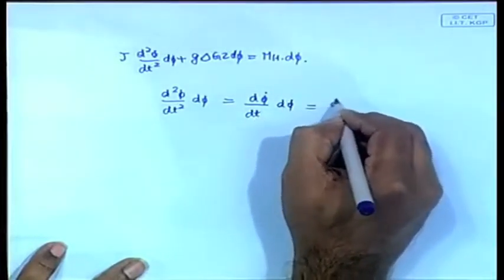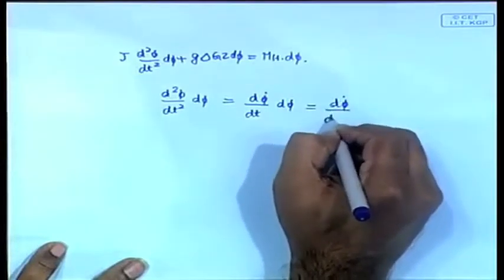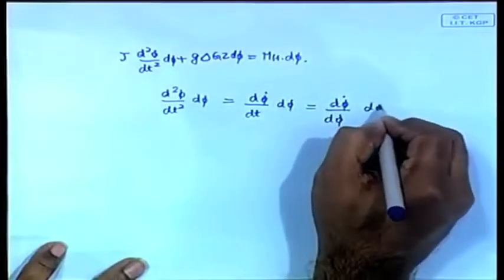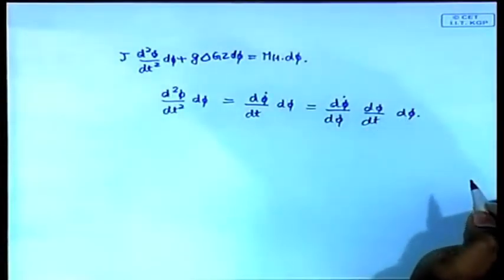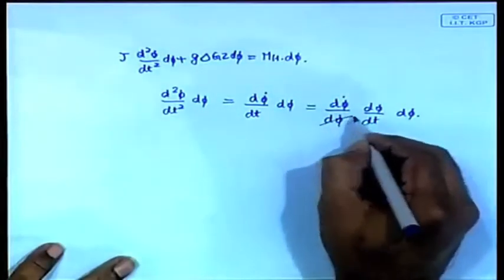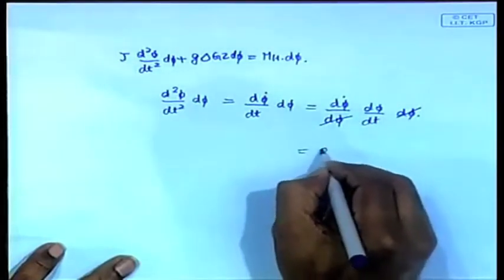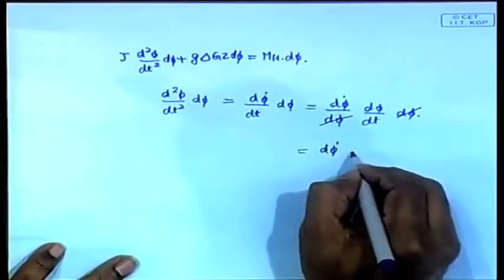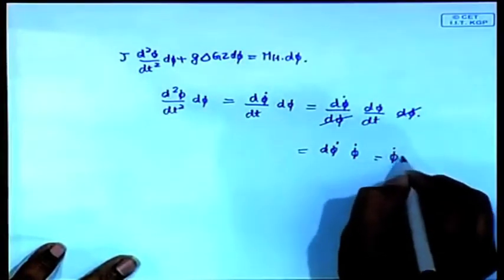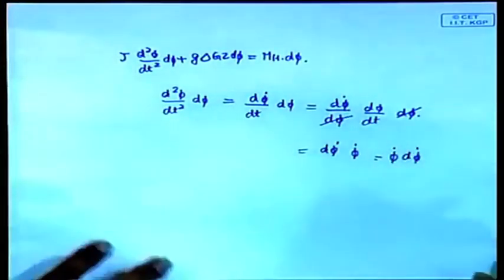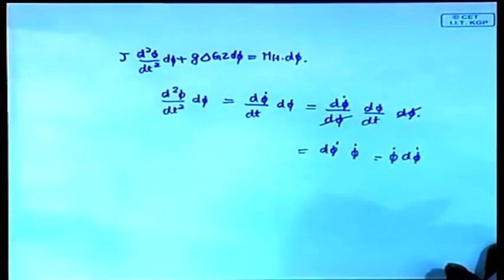which I still write as d phi dot by d phi into d phi by dt into d phi. Now I remove these two d phi's, and this becomes d phi dot into phi dot. If you have some doubt with this, you can ask me. Any of these, one going to the other, if there is any doubt in that.